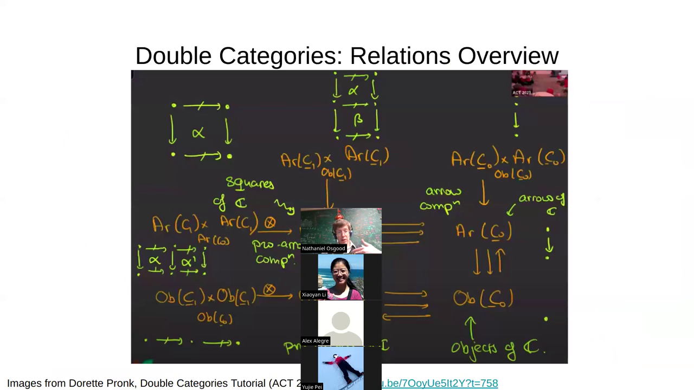So maybe this will help. This is from Doretta Pronk. I actually really like, or Doretta Pronk at Dalhousie, by the way. Fellow Canadian, and never more grateful than today, I'm sure. So I really like this slide. Let's build our strength by going through the repetitions.